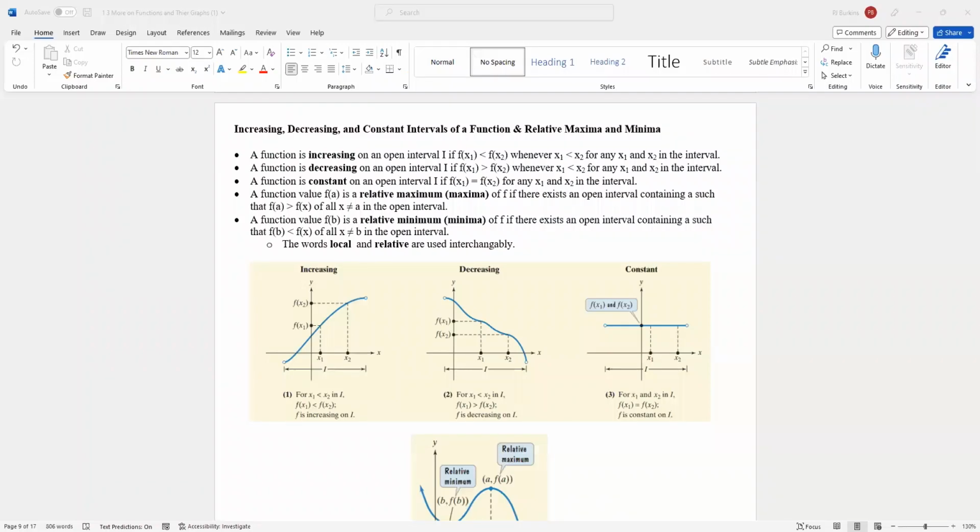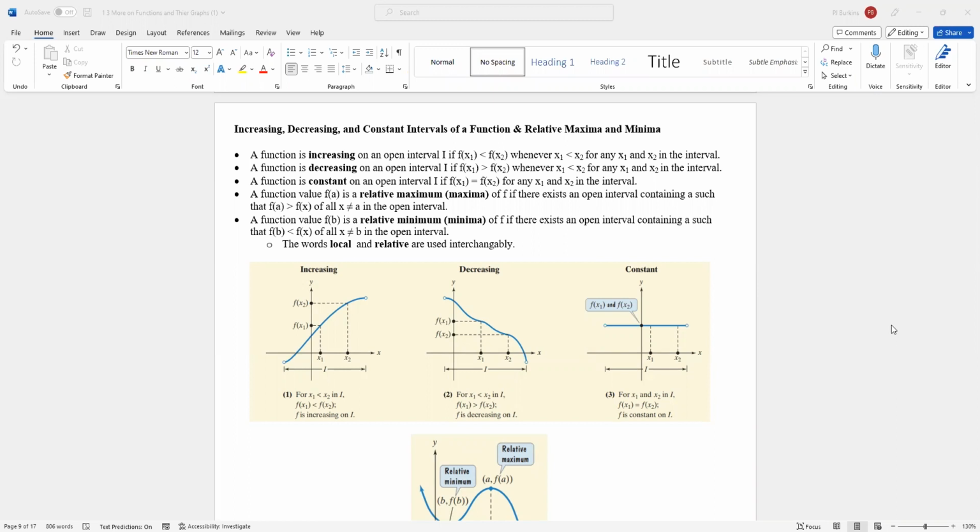All right, so now we're going to talk about increasing, decreasing, and constant intervals, and then where you might find sections that are called relative maximum or minimum on functions. So there's a bulleted list here of what makes a function increasing, decreasing, and so forth. I don't think that those definitions are very intuitive, so I'm going to tell you a different way.